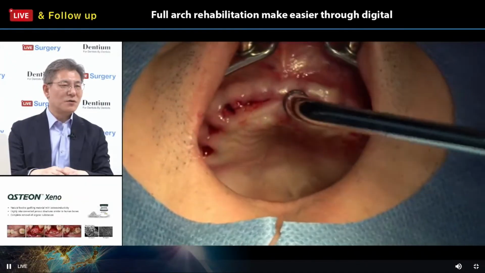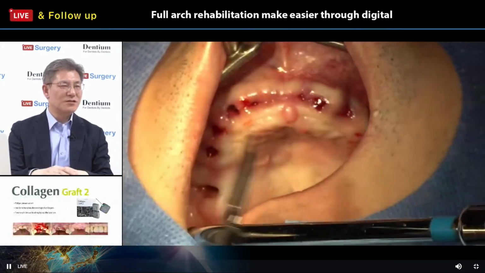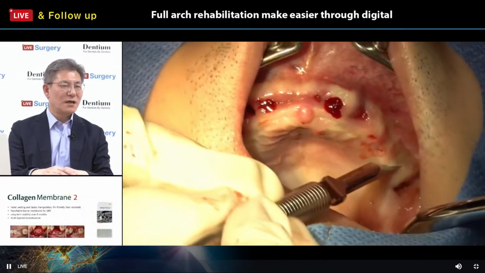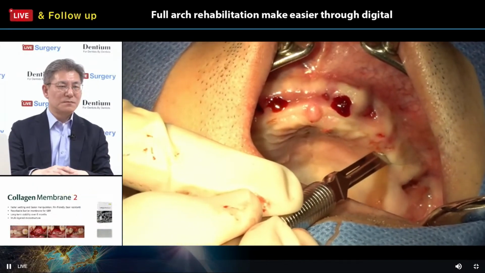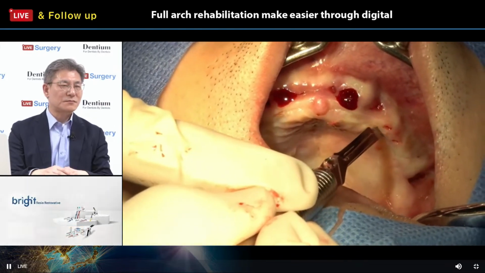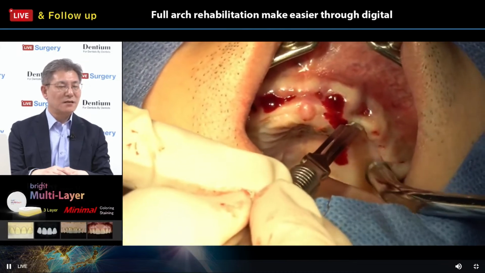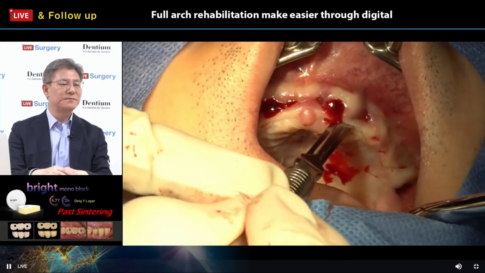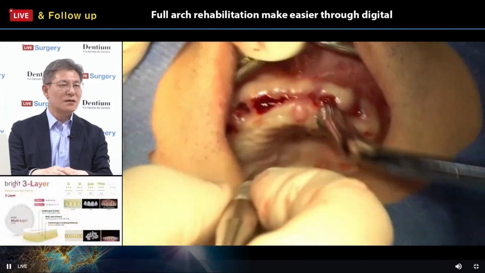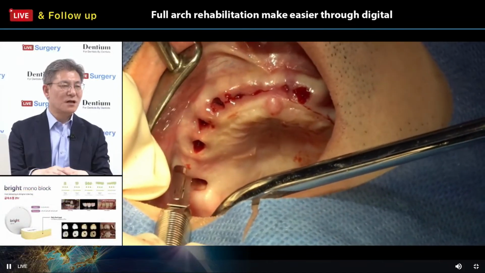I think the position is almost exact, like the planned site on the computer program. Okay, and he is starting to make an incision using a number 15 scalpel.